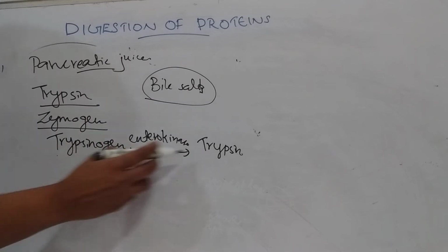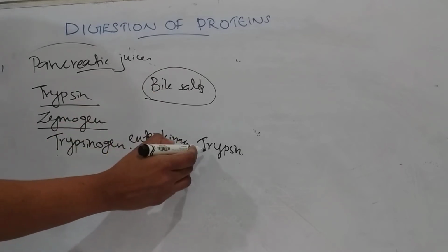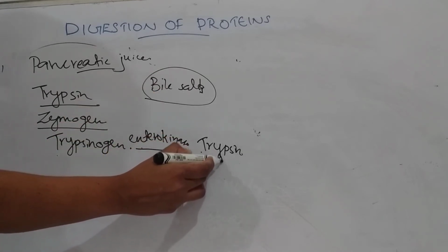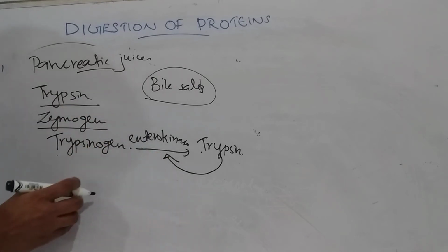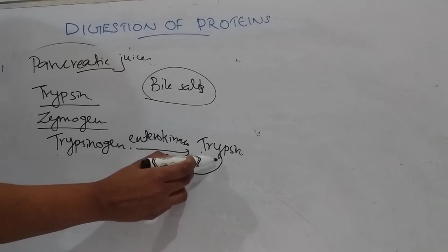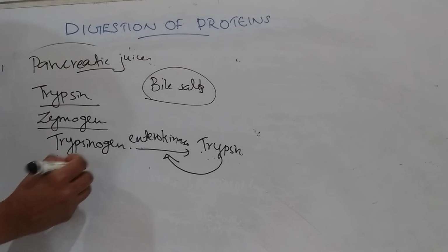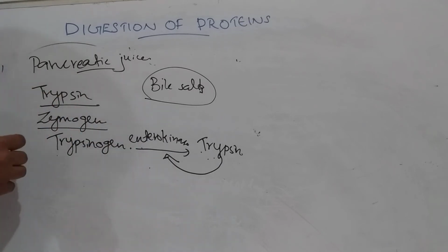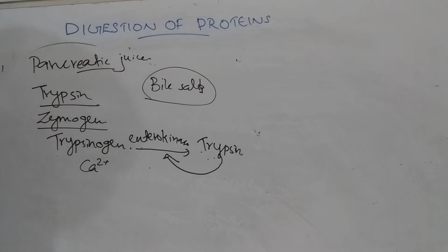And this trypsinogen is converted to trypsin by enterokinase. Then once it is activated, trypsin itself can help in its own activation. That is known as autocatalysis, like that of pepsin. Here, calcium is required for the activation.